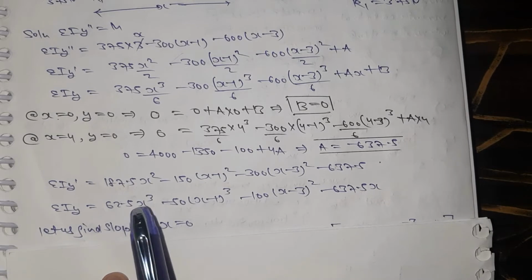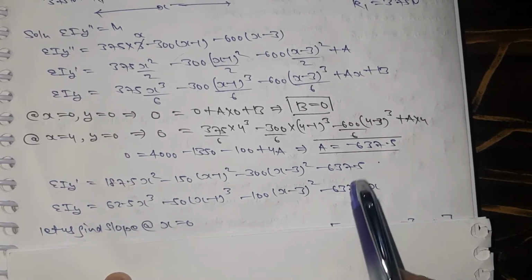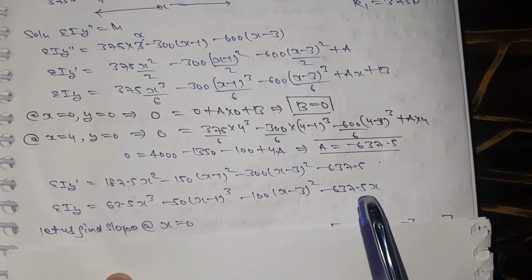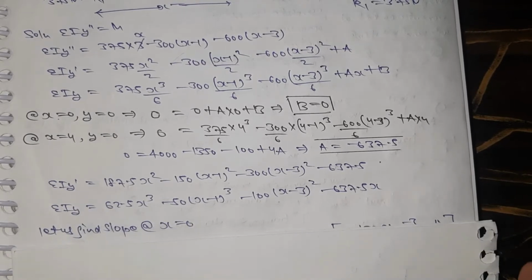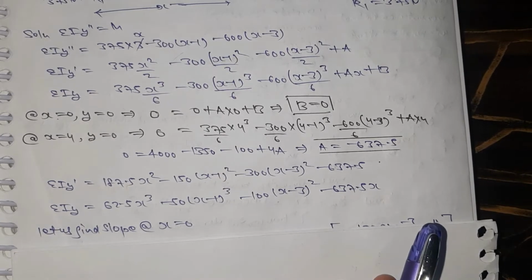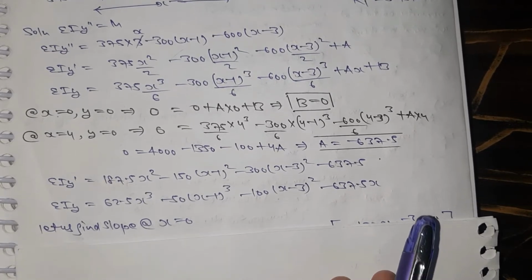And if you put x equal to 0 in the 625 term, and in this term as well, 637.5 into 0, you can clearly see that y will become 0. Okay, so definitely these equations are very much authentic and very much capable to give us slope and deflection at any chosen point, at any random point.